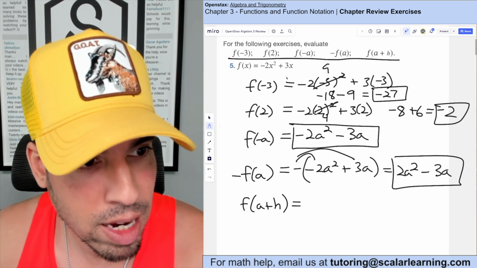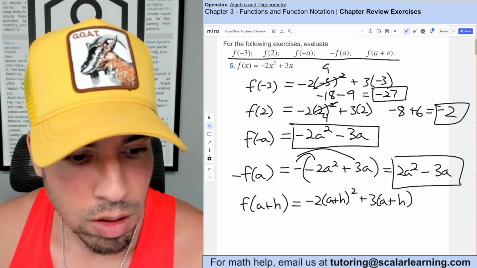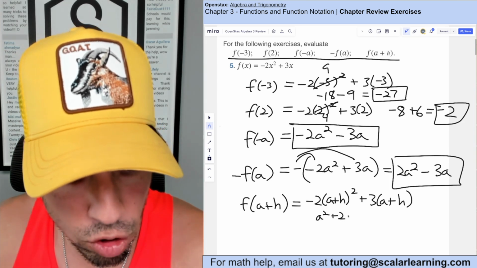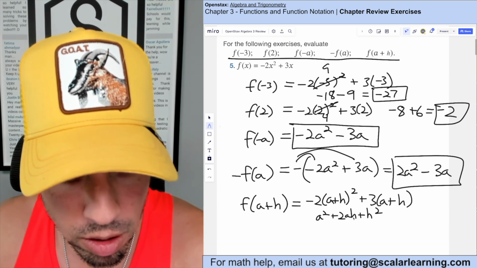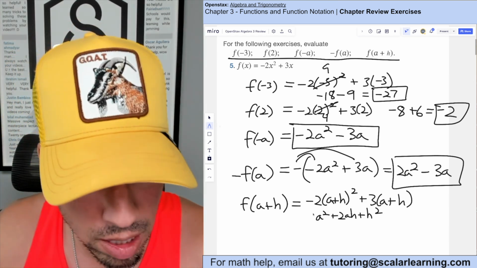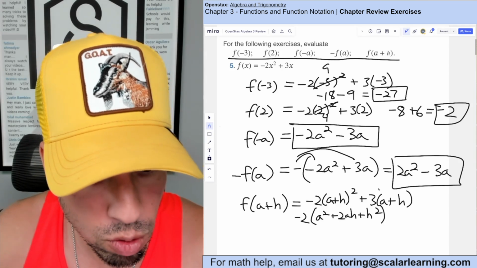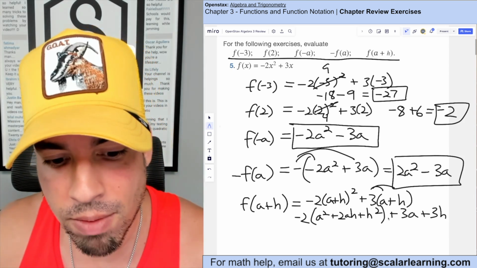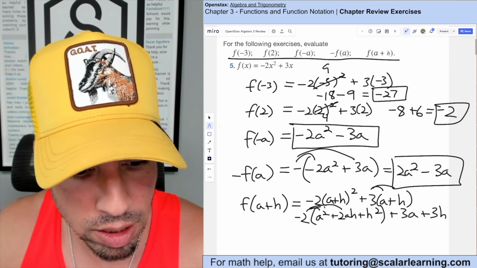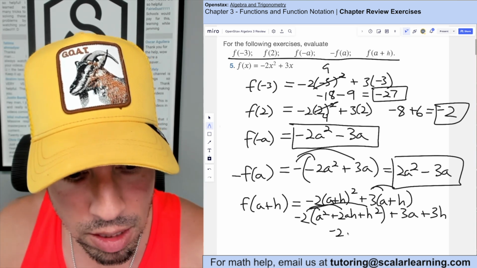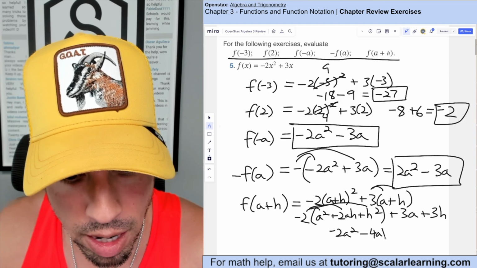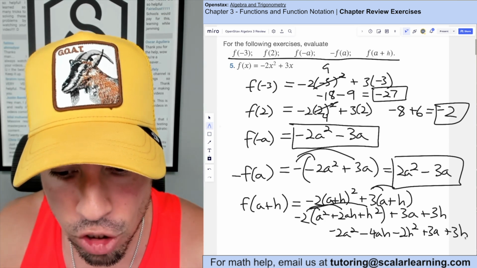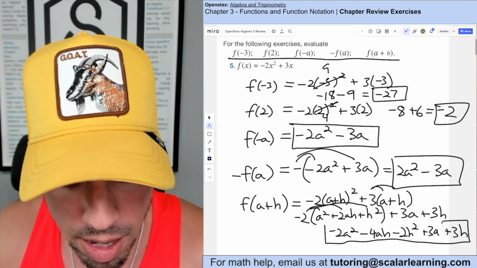Last but not least, we're plugging in a plus h for x, which will look like this. Now, when we FOIL this, it's a binomial times itself. It's going to be a squared plus 2ah plus h squared. Again, you have to write it out: a plus h times a plus h. And then that's still going to be multiplied by negative 2. Over here, we're just distributing, boom, boom, and we get 3a plus 3h. We're not going to have any like terms here, so we're just going to go ahead and distribute and give that final polynomial, which will be negative 2a squared minus 4ah minus 2h squared plus 3a plus 3h. Here is the final answer for that last one.